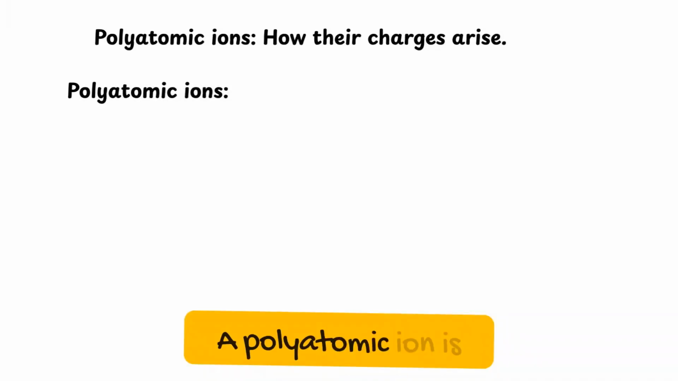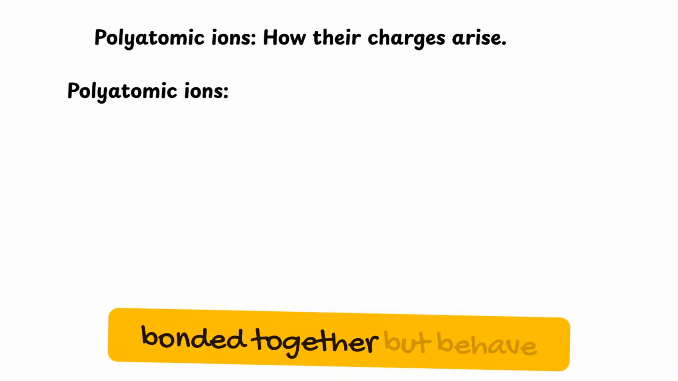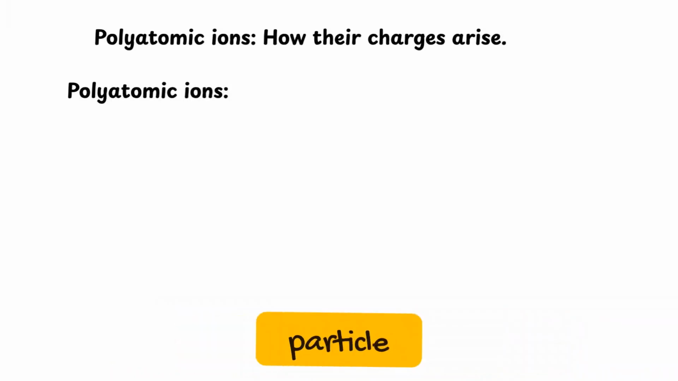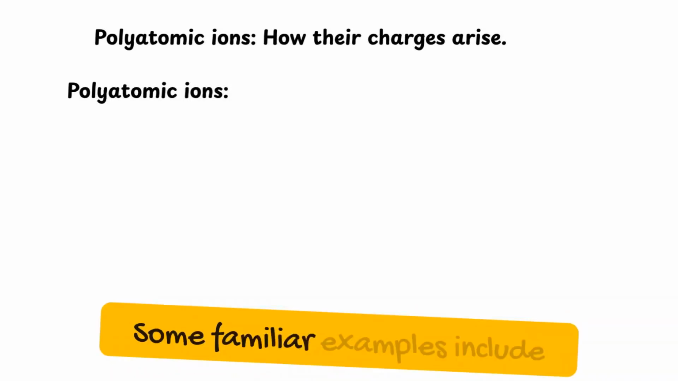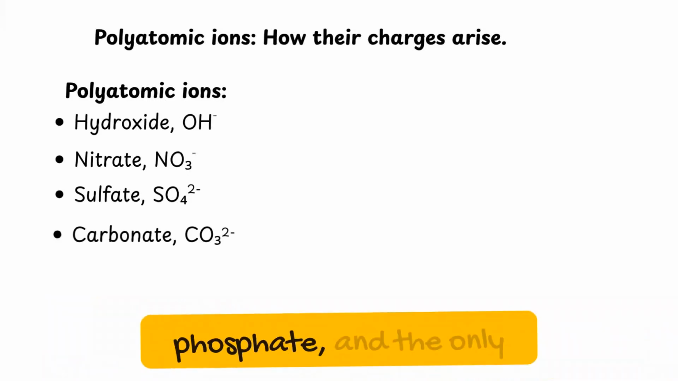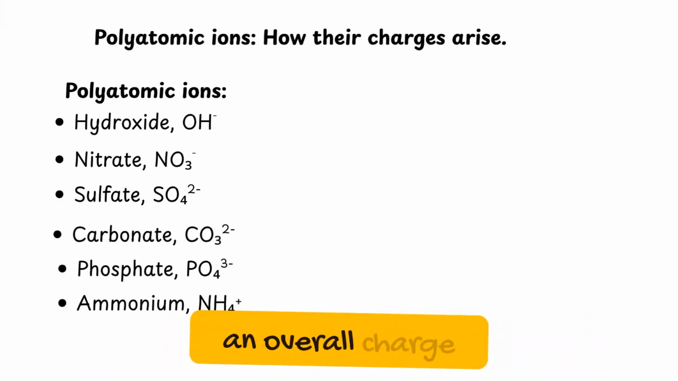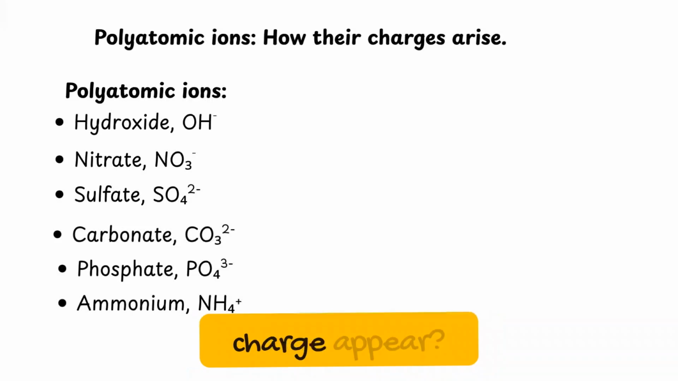A polyatomic ion is simply a group of atoms that are covalently bonded together, but behave as a single charged particle. Some familiar examples include hydroxide, nitrate, sulfate, carbonate, phosphate, and the only common positive one, ammonium. Each of these carries an overall charge. But how does that charge appear?